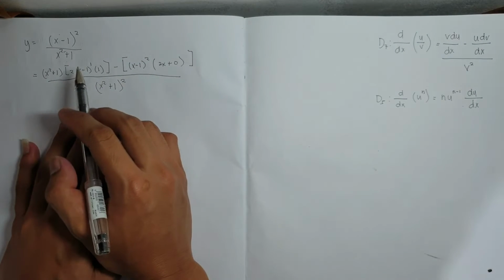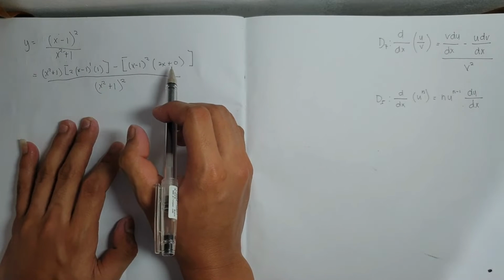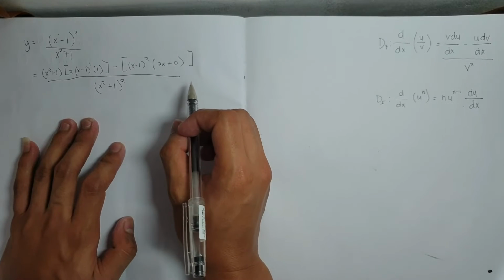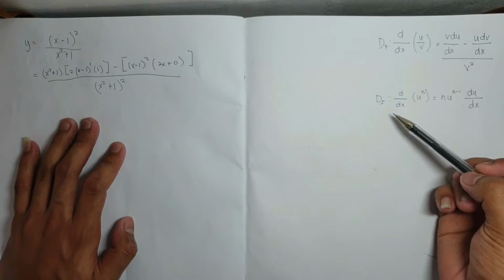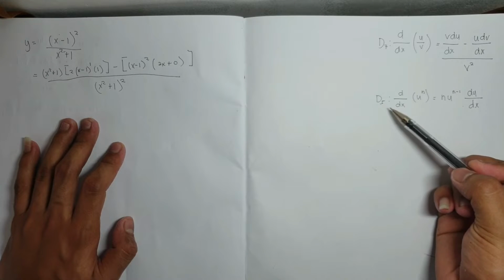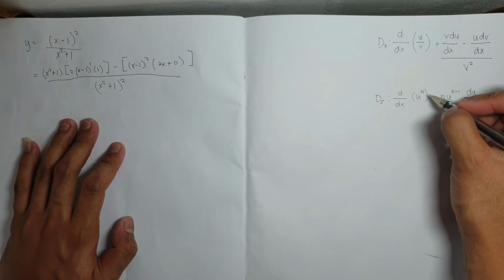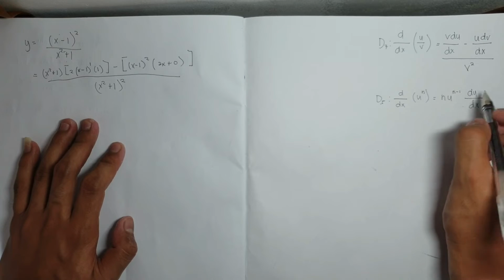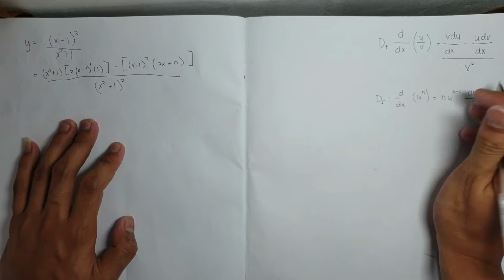In getting the derivative of u and the derivative of v, we will use derivative rule number 5, which is d over dx of u raised to the power of n equals n times u raised to the power of n minus 1 multiplied by the derivative of u over dx.